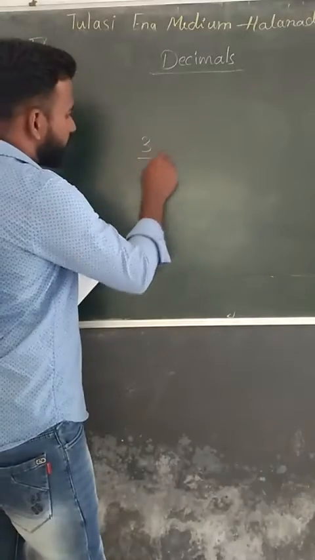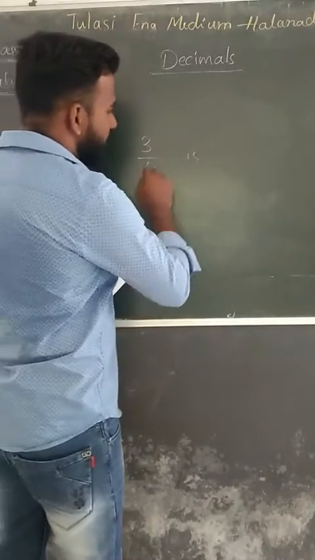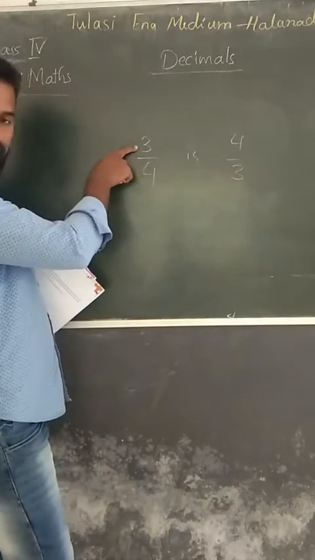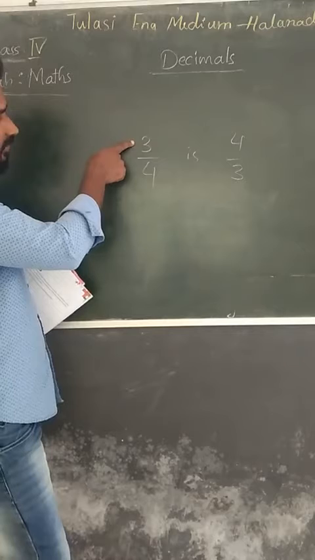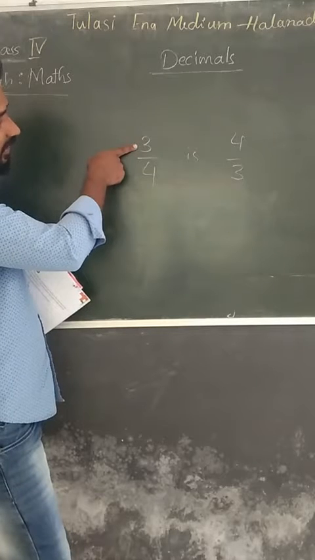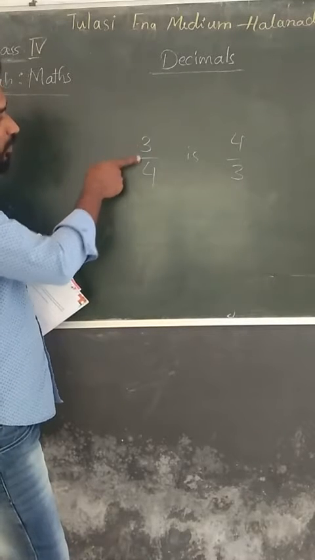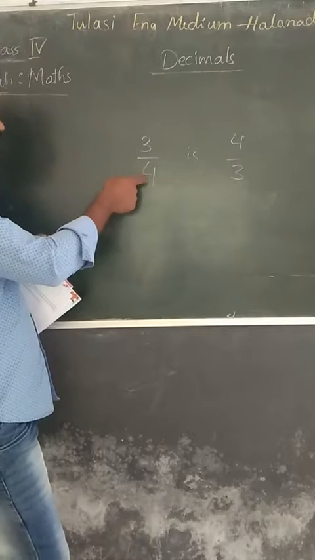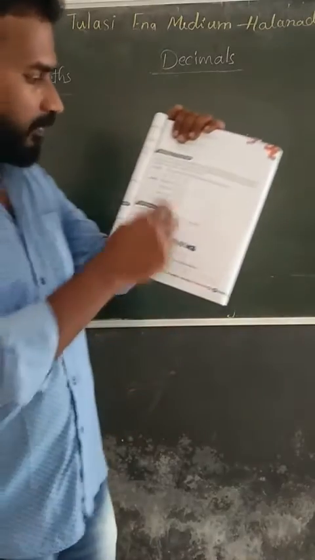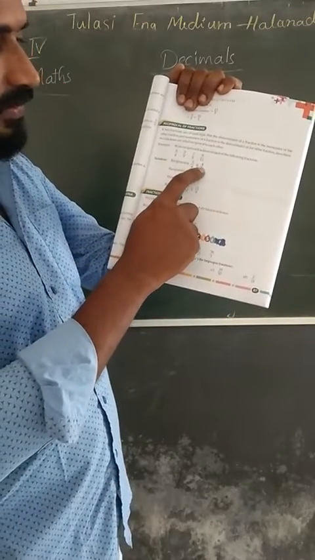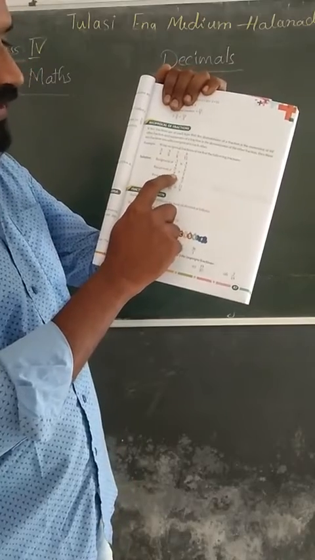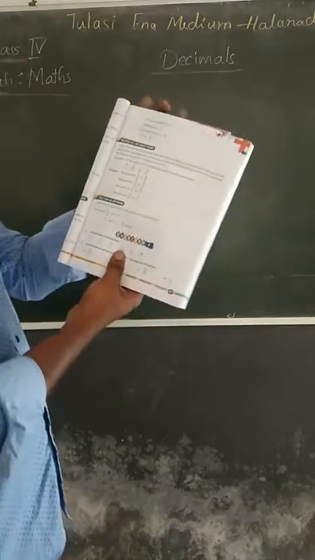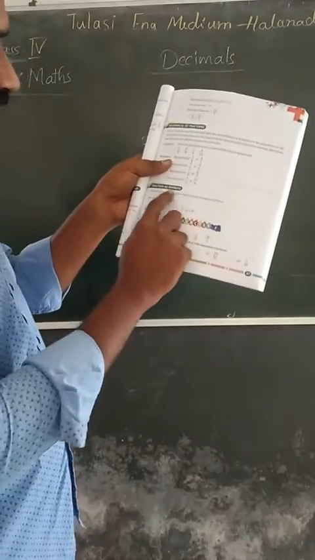reciprocal of 3 by 4 is 4 by 3. Just a reverse. Replace the numerator in the place of the denominator, and the denominator in the place of the numerator. Okay. Reciprocal of 3 by 4 is 4 by 3. Reciprocal of 5 by 9 is 9 by 5. Just reverse. Okay. Upside down. Okay.